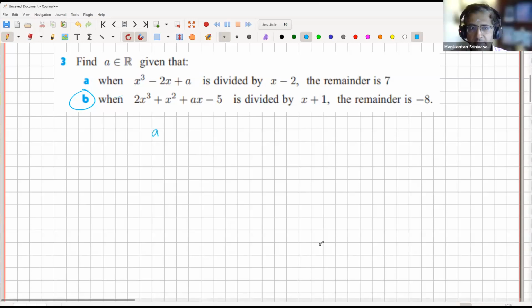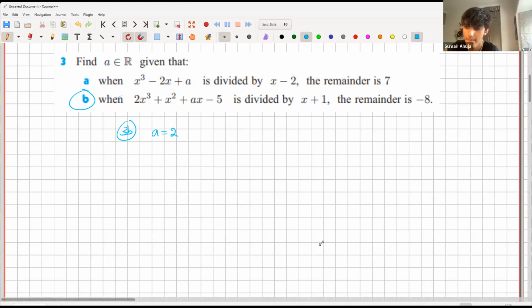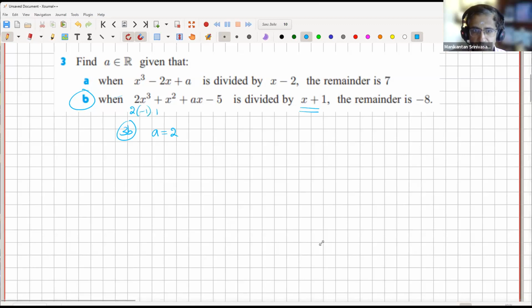Anyone else get the same A as in the answer to 3B? A is 2. Okay, that's what his answer is. Anyone matches his answer? Same. So we are putting f of -1 because of x plus 1. So f of -1 will be 2 times -1 plus -1 squared, A times -1 minus 5 equal to -8. And then you can solve and get A equal to 2. Okay, so fairly easy. Let's do one more or two more.